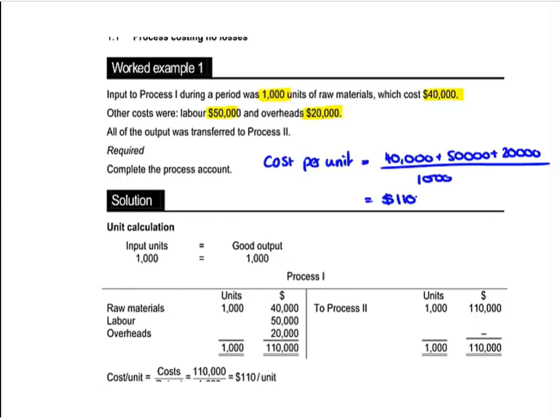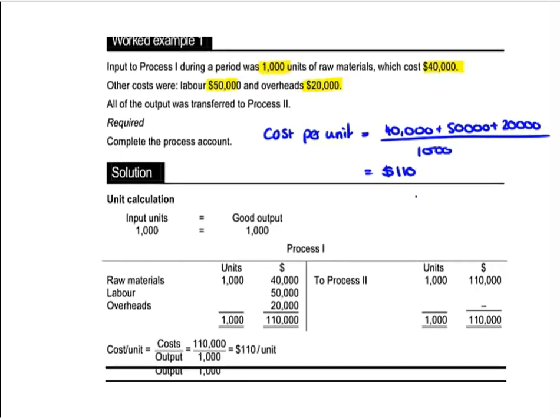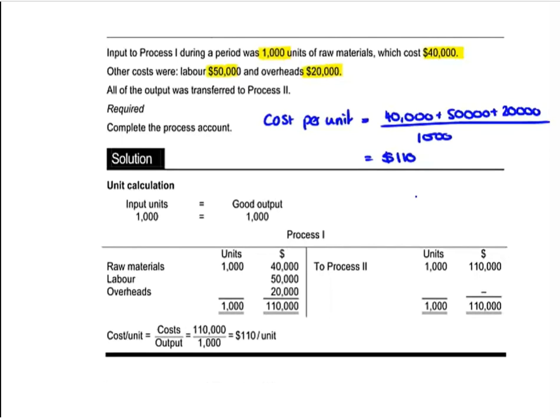if we average all of the costs that we've put in. Now if we have a look at the solution presented down here, you can see that we've got the cost per unit calculation, which we've just explained, and what we call the flow of units is very simple here.